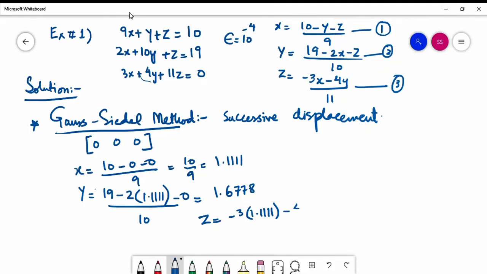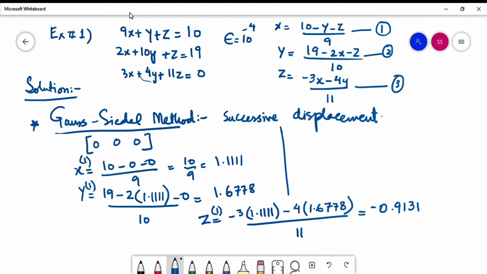z has now the modified values of x and y, and that is 1.111 and 4.16. You don't use y as 0, it is 1.6778, divided by 11. So what will be its value? Minus 3 will be modified as minus 0.9131. So this is the first iteration.